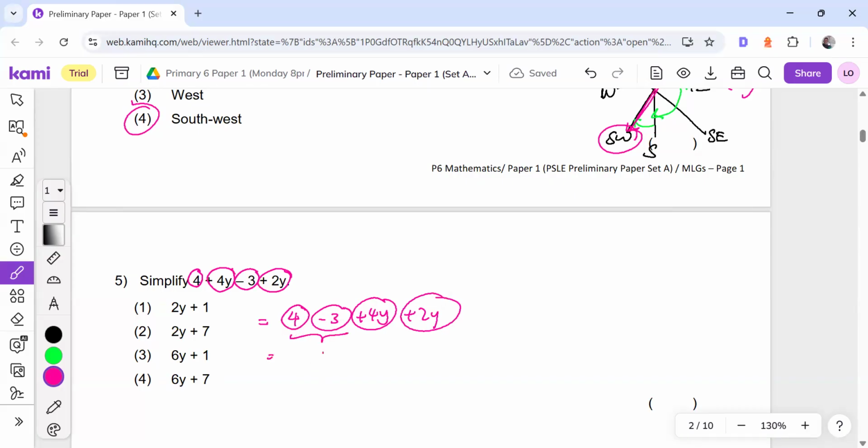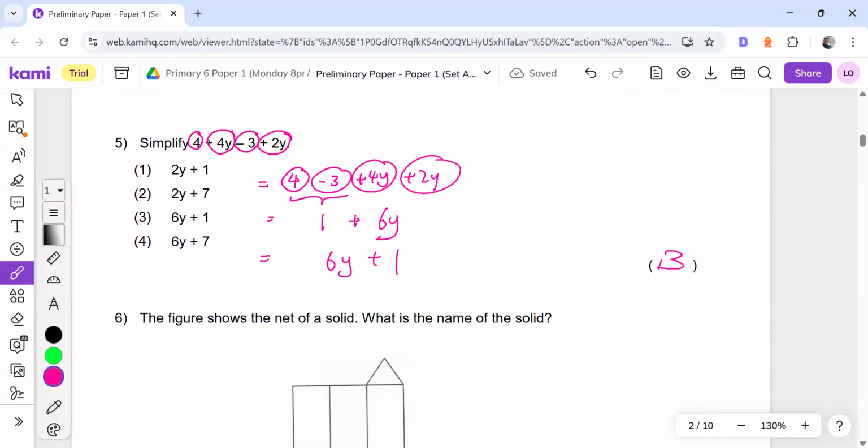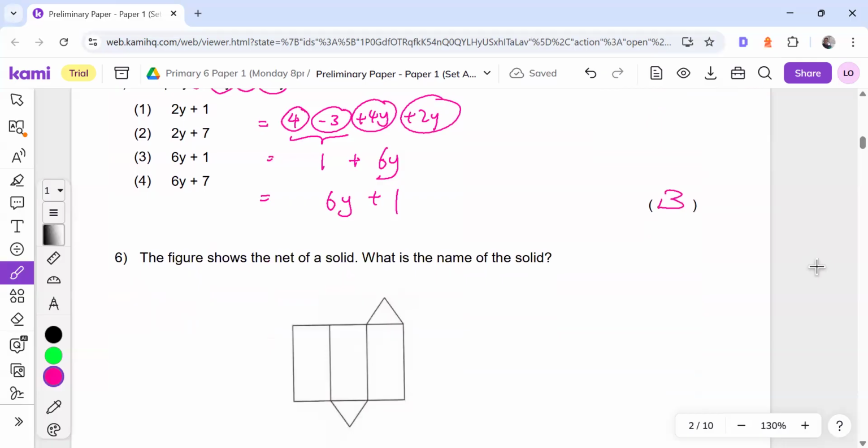4 minus 3 is 1, plus 4y plus 2y will be 6y. Your 1 plus 6y is the same as 6y plus 1. So your answer will be number 3. So you circle the groups, and then you arrange them, putting the groups of the same kind beside each other.